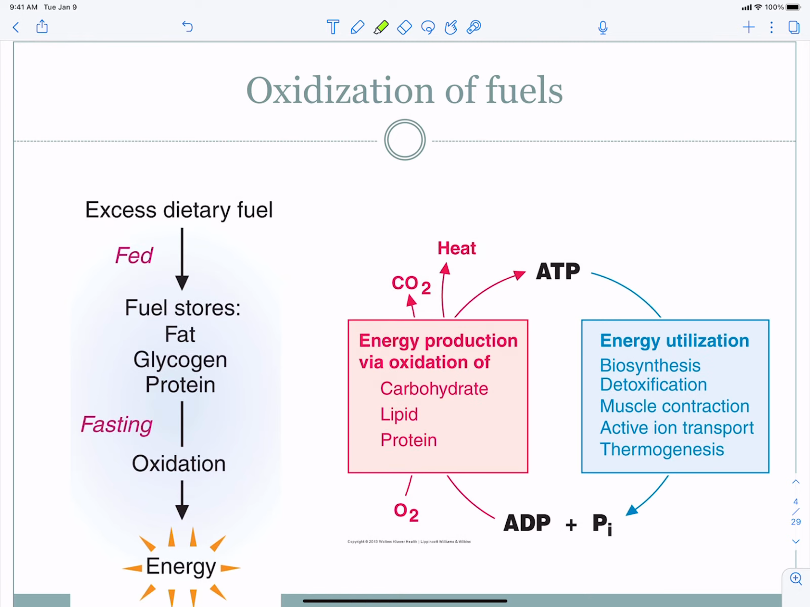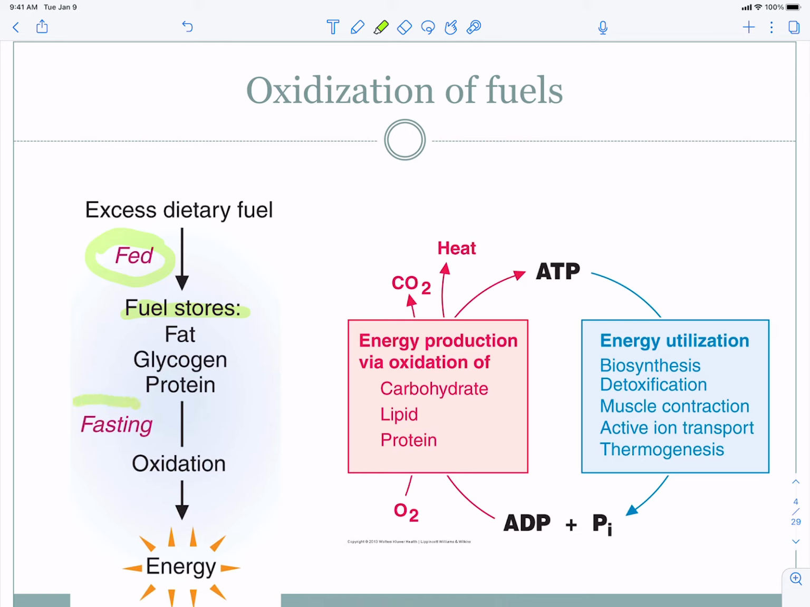So in general, for oxidation of fuels, we're going to have our fed state, which is when we are actually eating. This is going to lead to storage in the form of glycogen, fat, as well as building proteins, which are storing, in essence, carbon. Carbon is going to be the source of fuel for our bodies. We don't always need to use all of our fed carbons, what we're eating in our diet, and that's why these fuel storages are important.